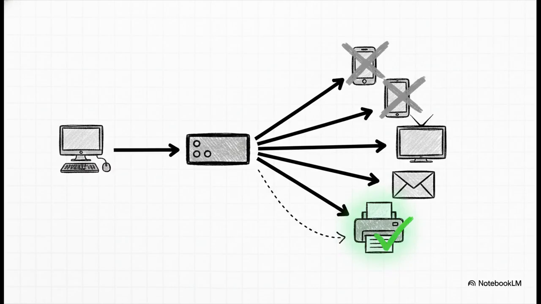Now, your phone ignores it, your laptop ignores it, but the new printer sees its own MAC address on the frame and replies, "Yep, that's me." And bam. The moment the printer replies, the switch learns its location, adds it to the map, and never has to shout for it again.